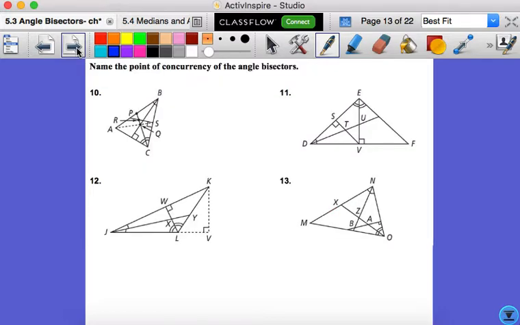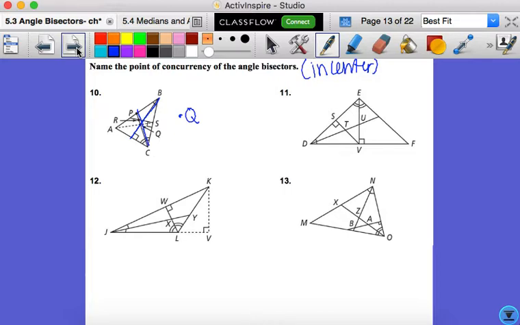It says name the point of concurrency for the angle bisectors. Really what this is asking us to find is where the incenter is. So I want to look at each corner, or each vertex, and see if it's being bisected. That one is, and this one is. Both of those lines are meeting at point Q.